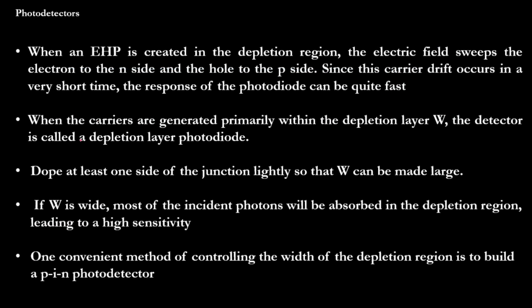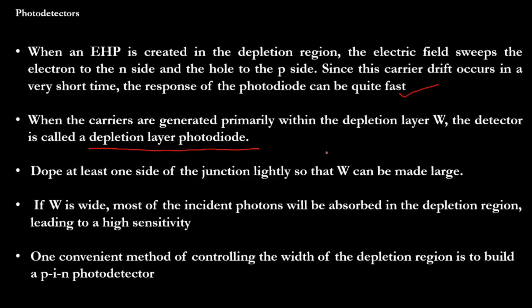That's what we're discussing here. When an electron hole pair is created in the depletion region, the electric field sweeps the electron to the N side and the hole to the P side. Since this carrier drift occurs in a very short time, the response of the photodiode can be quite fast. This is what I explained in the last slide. When the carriers are generated primarily within the depletion layer W, the detector is called a depletion layer photodiode.